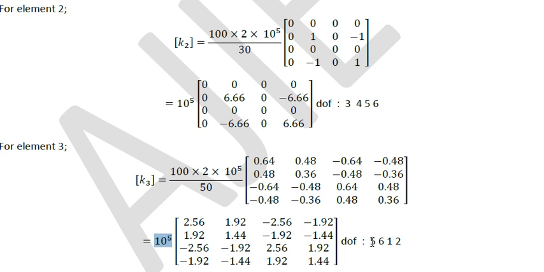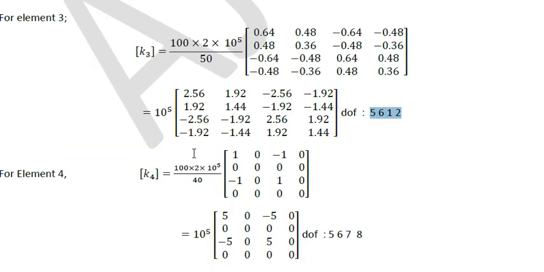Initial node is 3, final node is 1. That is why degrees of freedom is 5, 6, 1, 2. Since initial node is 3 and final node is 1, degrees of freedom is 5, 6, 1, 2, which should be maintained properly.